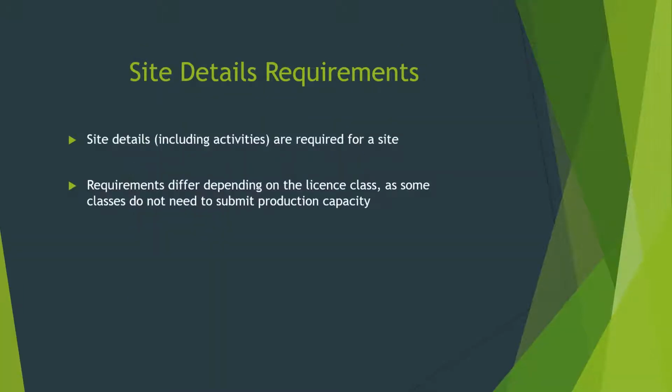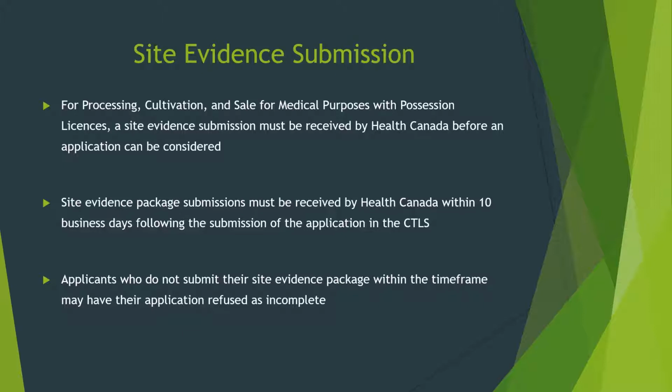There are site details requirements, including activities that are carried on the site, and the requirements differ depending on the license class, as some classes do not need to submit production capacity. Site evidence submission is required. So for processing, cultivation, and sale for medical purposes with possession licenses, a site evidence submission must be received by Health Canada before an application can be considered.